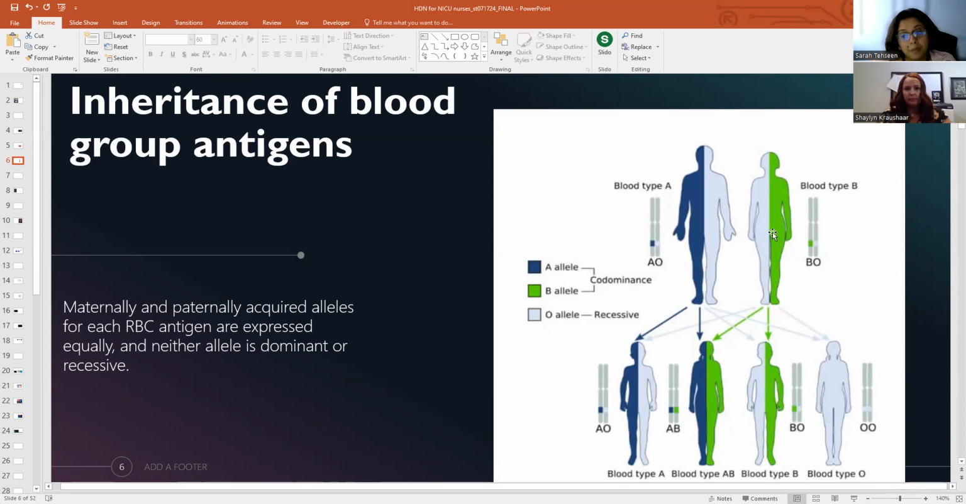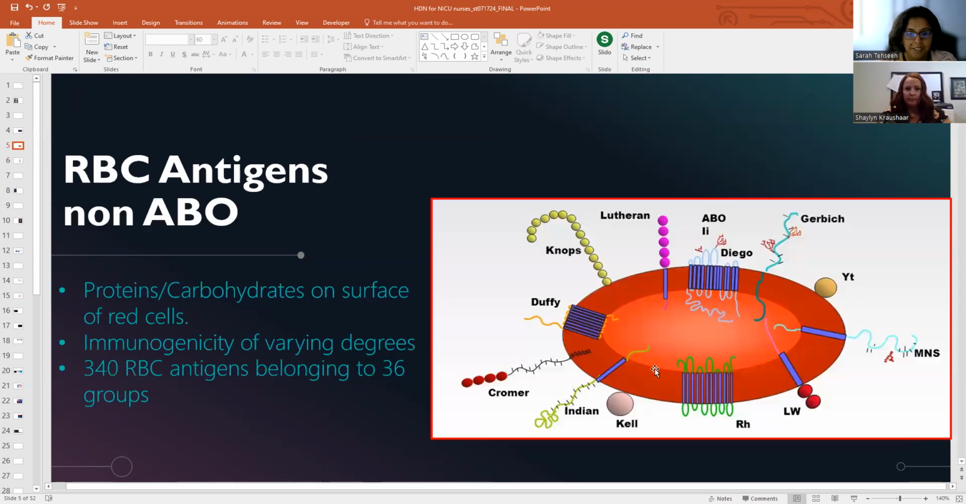This applies not only to the A and B antigens, but also to the antigens that you see on this screen. They are what we call antithetical antigens. So if the mom has a big C antigen and the dad has a little C antigen, the chances are that the fetus can get any one of these. And that is kind of how the makeup of antigens on the red cells occurs.